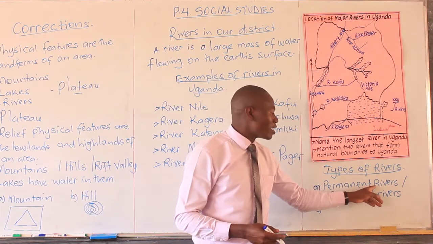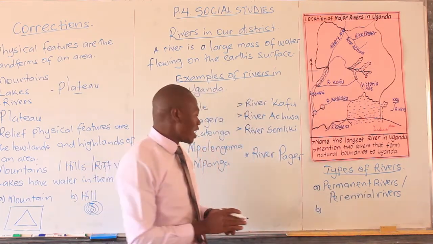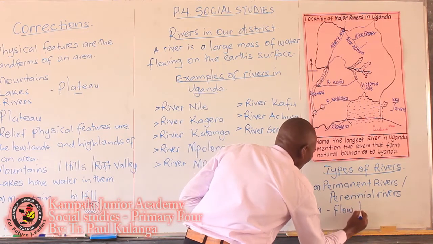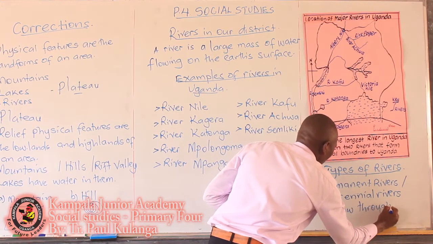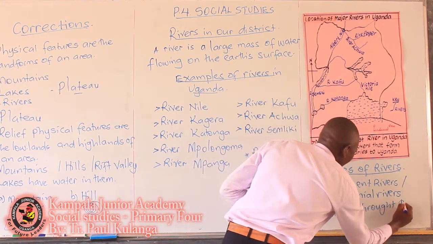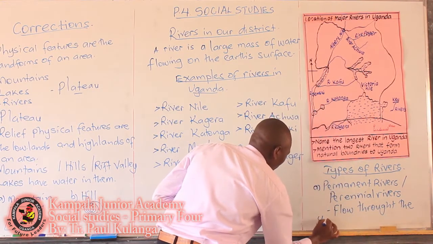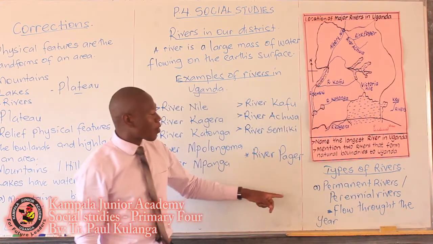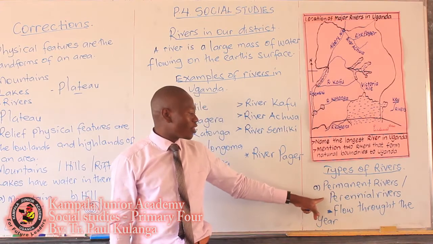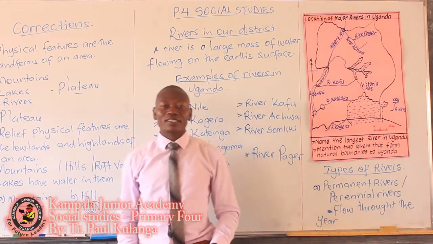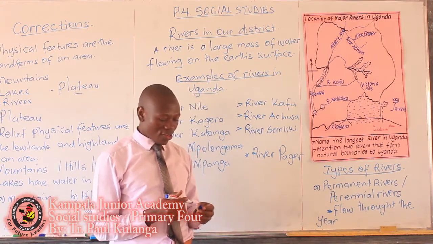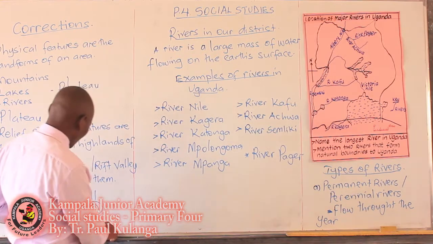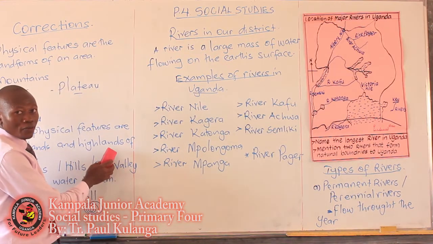We said permanent rivers are rivers which flow throughout the year. Rivers which flow throughout the year are called permanent, or we call them perennial rivers. They flow throughout the year. So I hope you finish this. Looking at this, I want us to remove it and we also add more information.